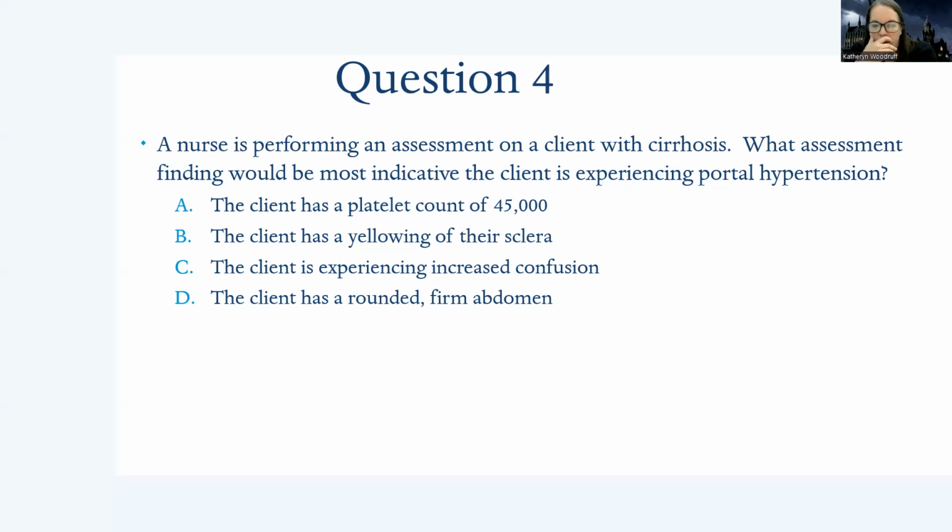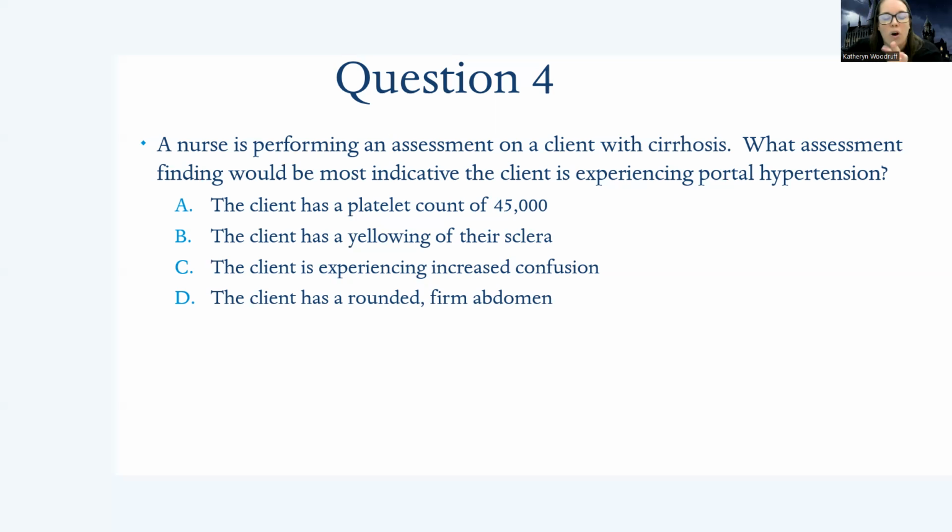And the last one says has a rounded, firm abdomen. So with portal hypertension, if you don't remember, there's too much pressure in the blood vessels of the GI system, and there's a backup or a blockage where fluid and other stuff starts backing up. So it can back up into the esophagus and cause esophageal varices, but it can also back up into the abdomen and cause ascites. So this is the only one that sounds like it could possibly be, because a rounded, firm abdomen reminds me of ascites. And so it makes me think that that's probably the right answer.